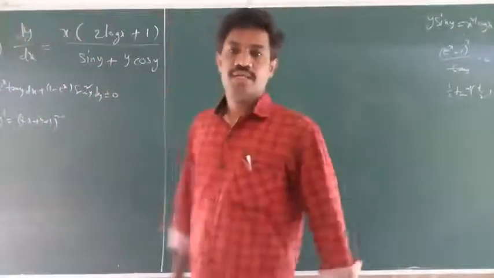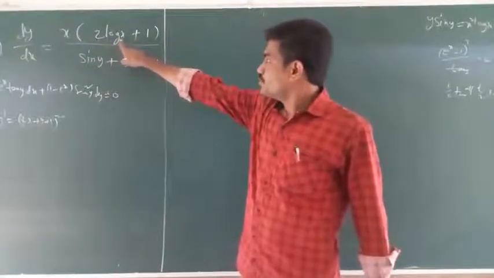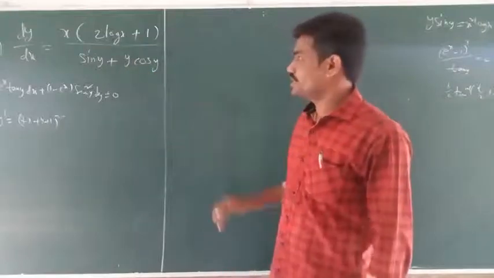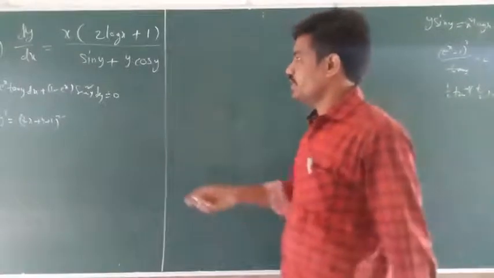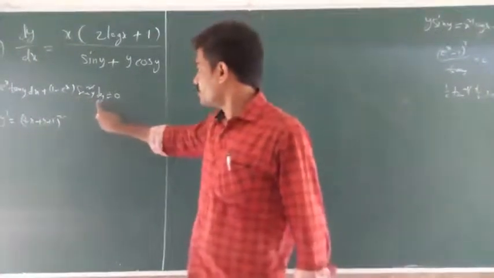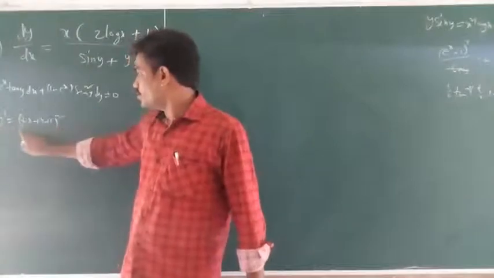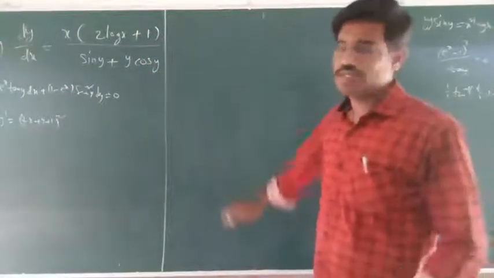So okay, today question number 1: dy by dx equals x into (2 log x plus 1) by (sin y plus y cos y). Second question: e to the power x tan y dx plus (1 minus e to the power x) into sec square y dy equals 0. Last one: y dash equals dy by dx equals (4x plus y) whole square. So find the general solutions.